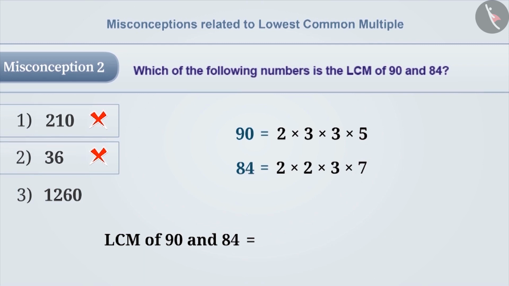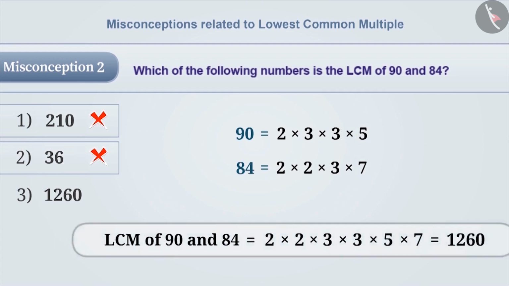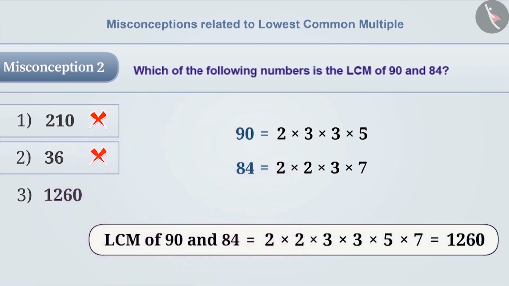Among the factors of 90 and 84, 2 has occurred a maximum of 2 times. That's why we write 2 into 2. Similarly, 3 has occurred a maximum of 2 times. So, we will multiply them with 2 into 2. Also, 5 and 7 have occurred only once. So, we will place them in the product. Hence, the LCM of 90 and 84 is 1260, which is option 3.